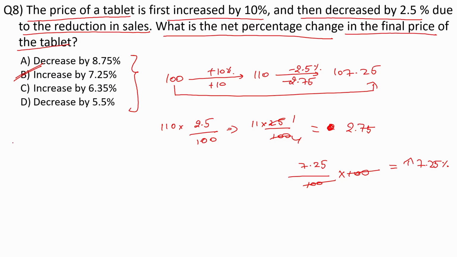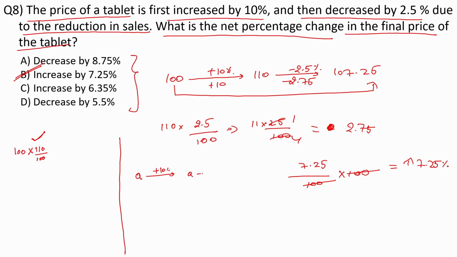Look at this. I have initial value 100. It was increased by 10%. So the new value would be 110% of the old value. I hope everyone is clear with this step. Let me explain it here. I have a value A. It was increased by 10%.